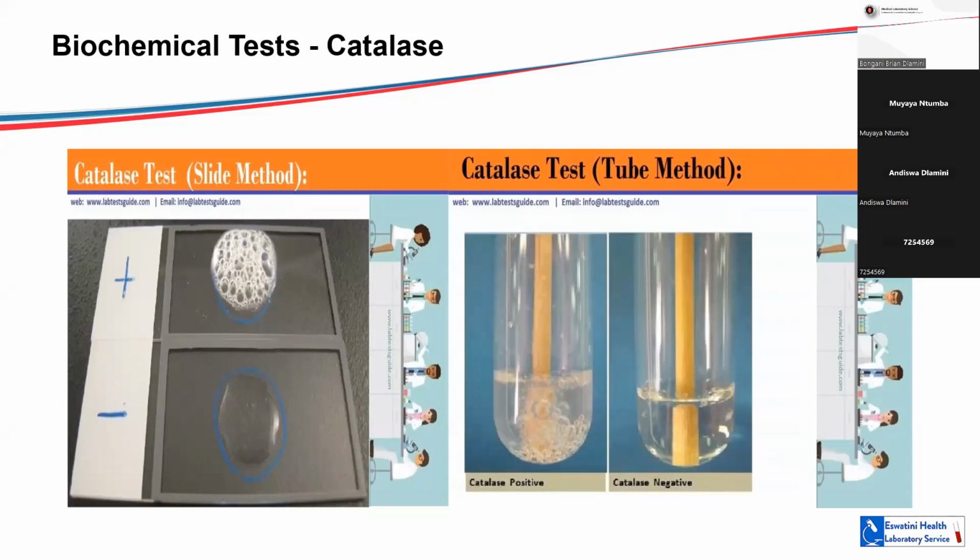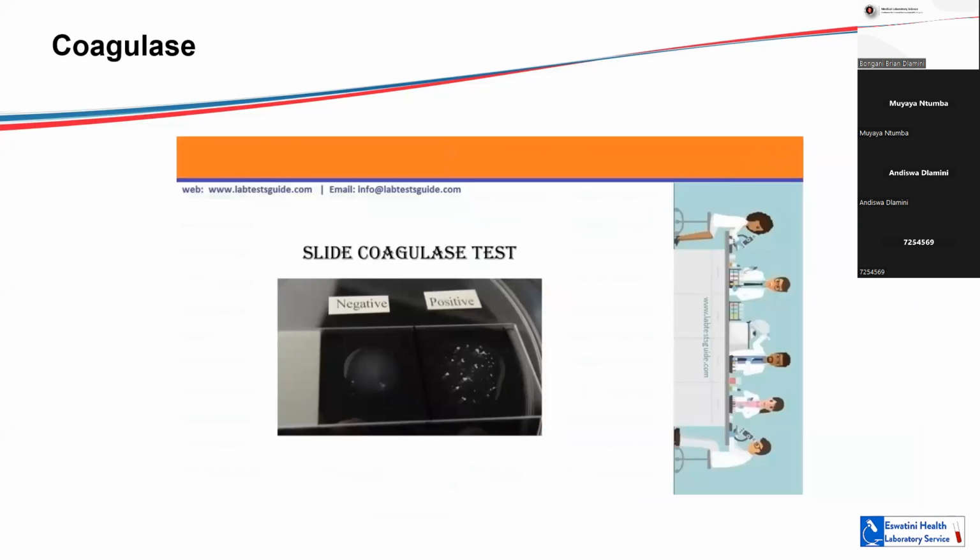And then we have coagulase. After doing your catalase and it is positive, you will suspect that, okay, you already know it's a Staphylococcus species. So when you do your coagulase now, it will distinguish between your Staphylococcus species, because coagulase is positive for Staph aureus. So you can use it to confirm your Staph aureus. From here, it's possible to report the other species as coagulase negative Staph, if you don't have any other means to do further tests to confirm the species of the organism.